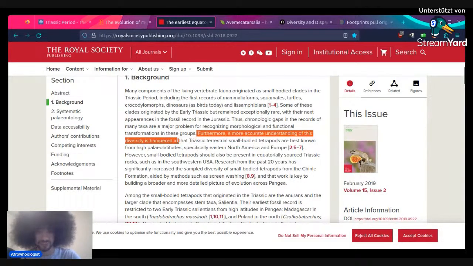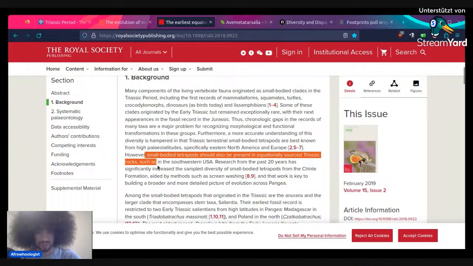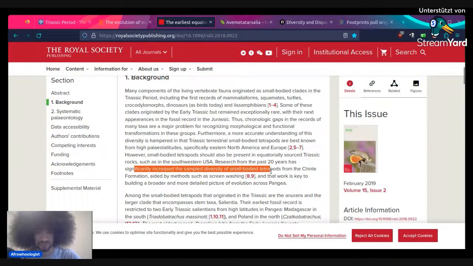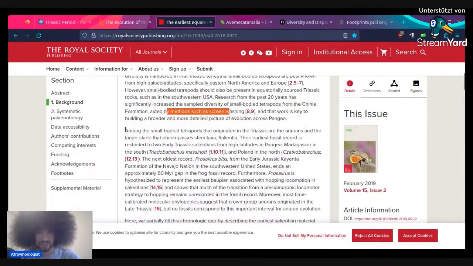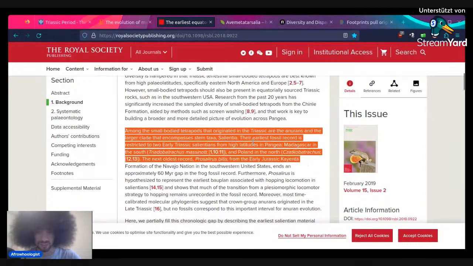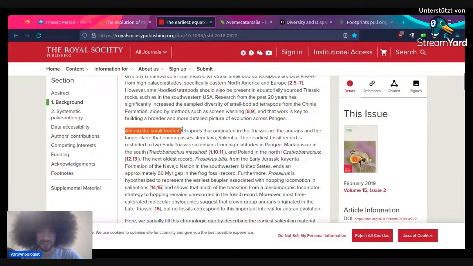Furthermore, a more accurate understanding of this diversity is hampered because in the Triassic, terrestrial small-bodied tetrapods are best known from high paleo-altitudes, specifically Eastern North America and Europe. However, small-bodied tetrapods should also be present in equatorially sourced Triassic rocks, such as southwestern USA. Research from the past 20 years has significantly increased the sample diversity of small-bodied tetrapods from the Chinle Formation, aided by methods such as screen washing, and that work is key. So they're trying their best to piece things together, and I respect them. That's what actual science is.